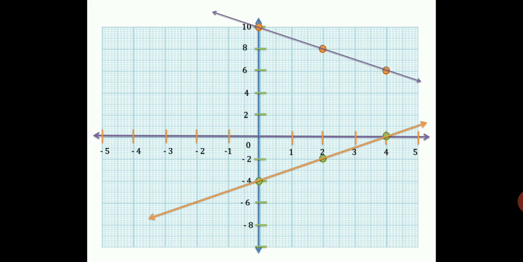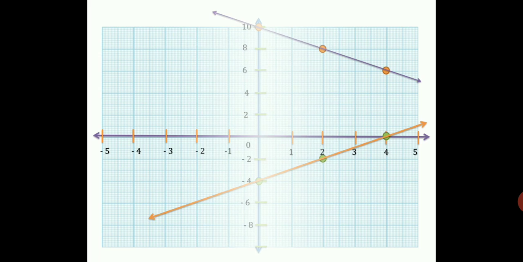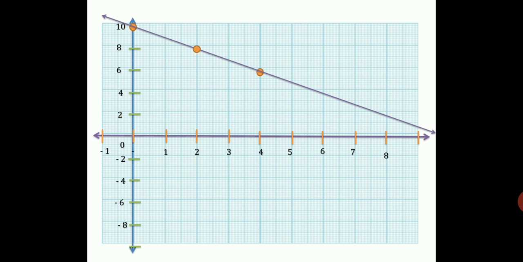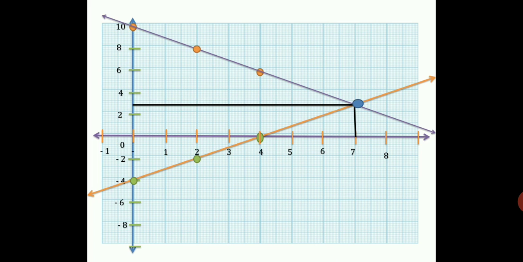Now these lines are intersecting each other, but the graph is too small, so we expand this graph. By expansion of these two lines, we see they intersect each other at one point. Which point is that? It is (7, 3). So x equals 7 and y equals 3. This is the point of intersection.